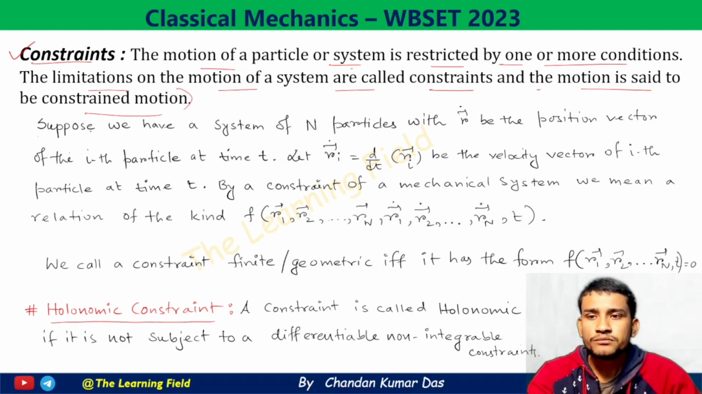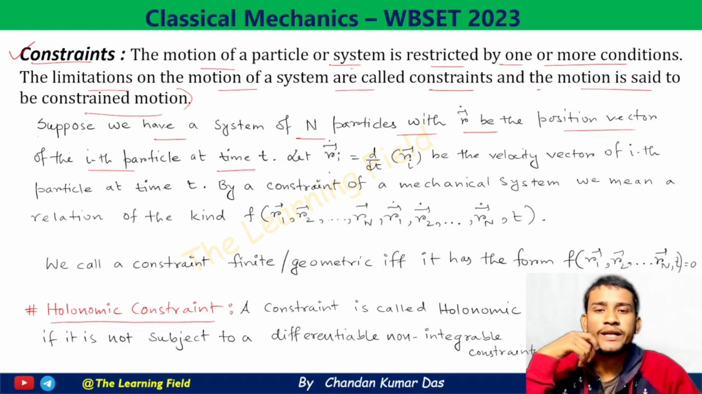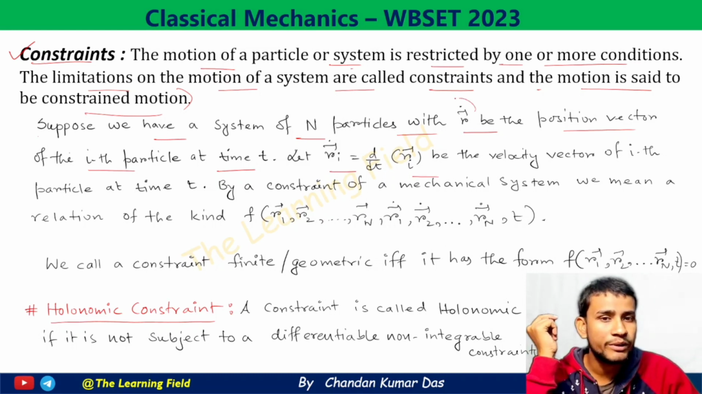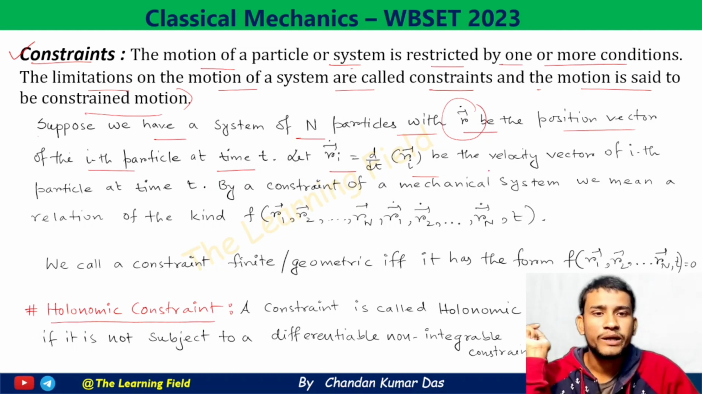Okay, suppose we have a system of capital N number of particles, with ri the position vector of the ith particle at time t. Okay, so let ri dot equal to d/dt of ri be the velocity vector of the ith particle at time t. Here all the derivative terms are time derivative terms.